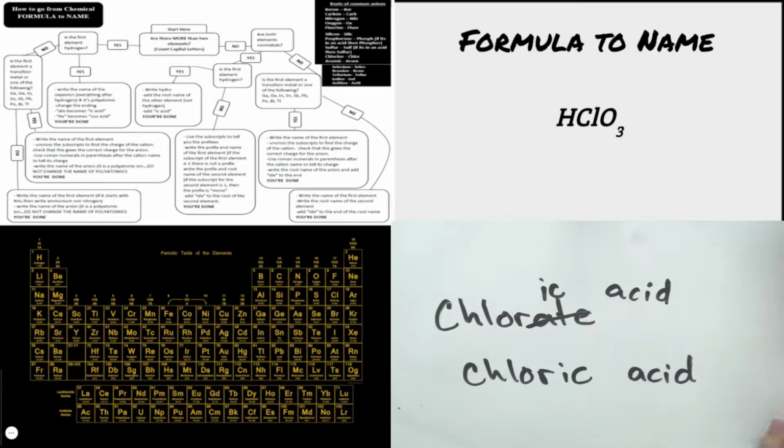acid. So hydrochloric acid was just HCl. It was the binary one. Chloric acid is the oxyanion, or the oxyacid, where we have HClO3. Okay, we have the polyatomic ion of chlorate there. Okay, so make sure you follow the flowchart and get it correctly, because it can be fairly confusing. Hydrochloric acid and chloric acid are fairly different compounds.